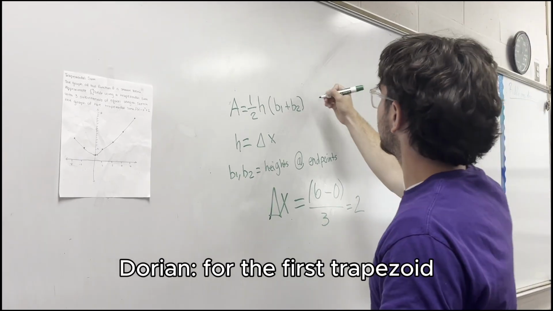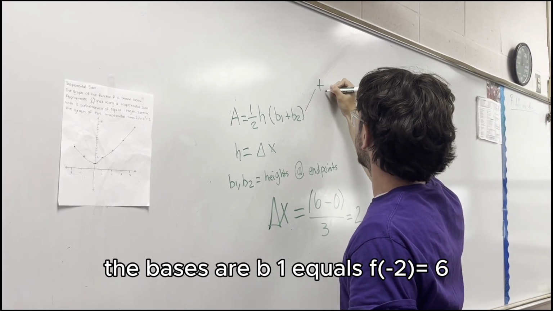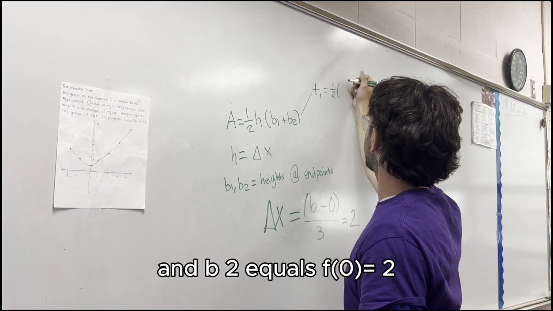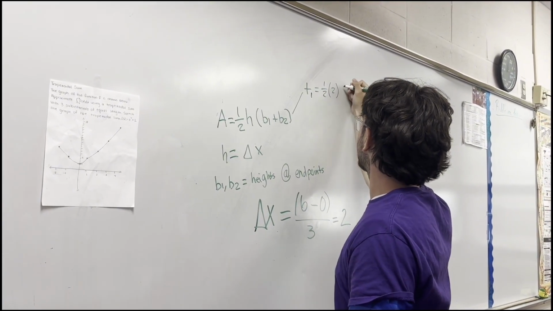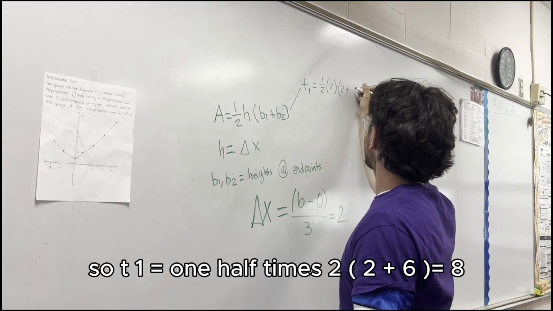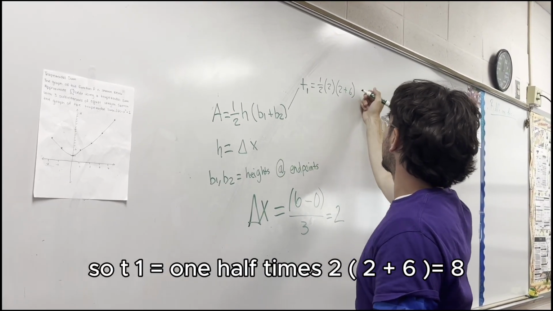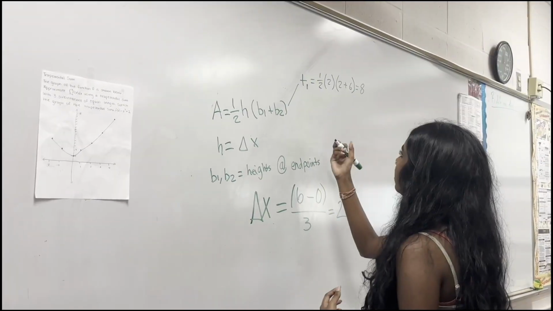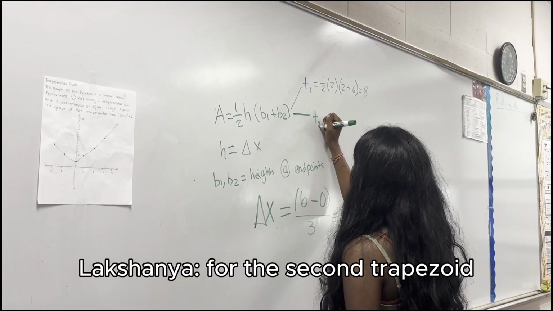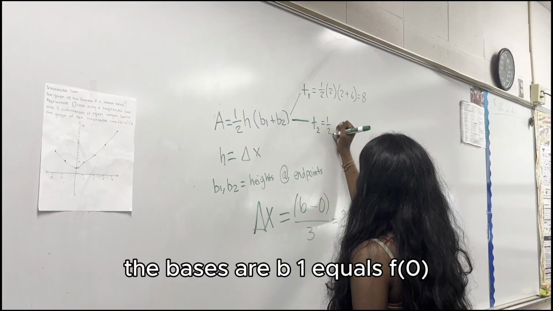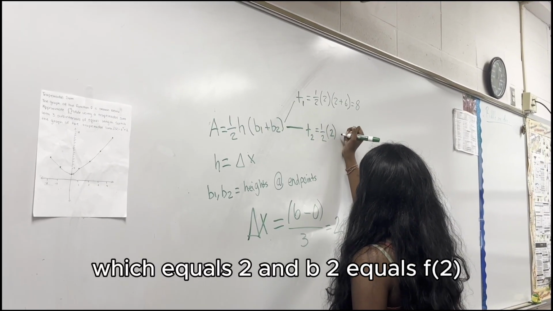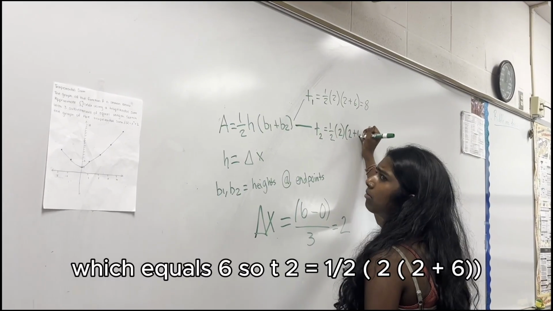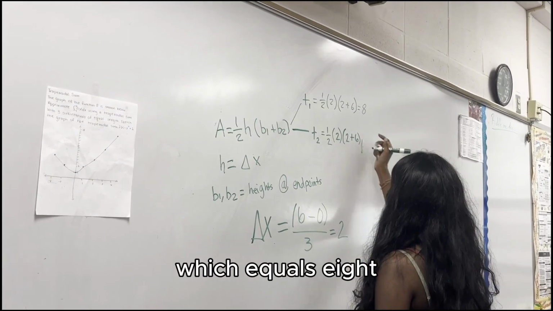For the first trapezoid, the bases are B1 equals f of -2, which is equal to 6, and B2 equals f of 0, which equals 2. And the height is 2. So T1 equals 1/2 times 2 times (2 plus 6), which is equal to 8. For the second trapezoid, the bases are B1 equals f of 0, which equals 2, and B2 equals f of 2, which equals 6. So T2 equals 1/2 times 2 times (2 plus 6), which equals 8.